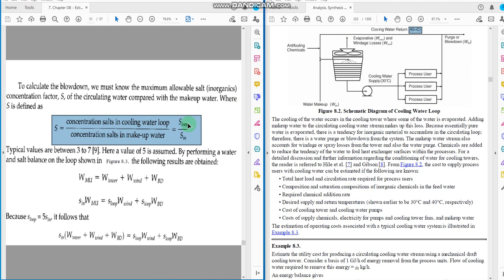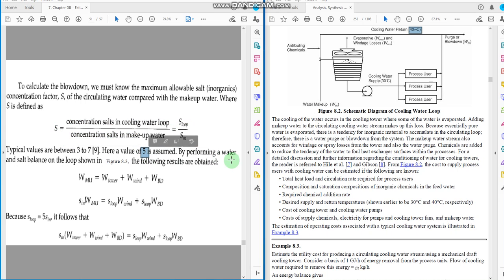Okay, S of loop, and then concentration of salts in the makeup water, and this one is the makeup water. So how much of the salts is coming from the makeup water, and how much is the salt that is already available in this loop? Okay, so we have to find out this ratio. Typical values are between 3 to 7. So this ratio is usually between 3 to 7. Here a value of 5 is assumed, so we will use the average value of 5 for this S factor.